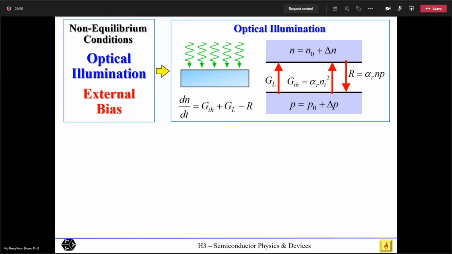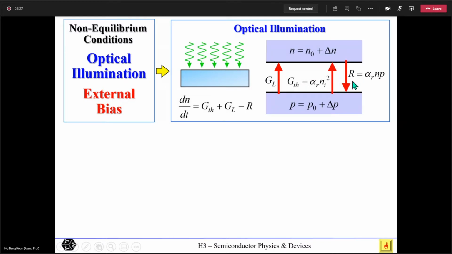What it simply means is that the thermal generation rate, the amount of carriers generated per unit volume per unit time, is dependent on the band gap and the temperature of the semiconductor. And notice that it doesn't depend on the doping. Regardless of the doping, this thermal generation rate is the same.